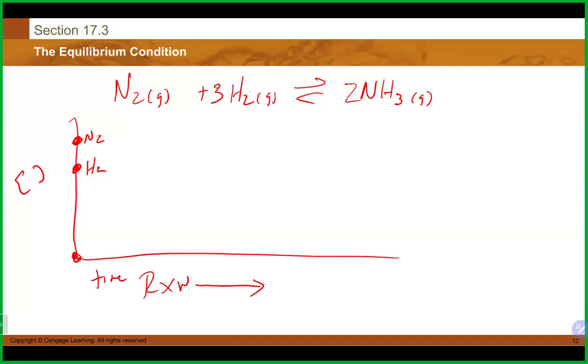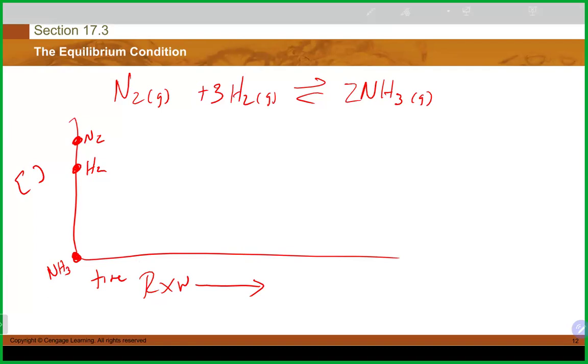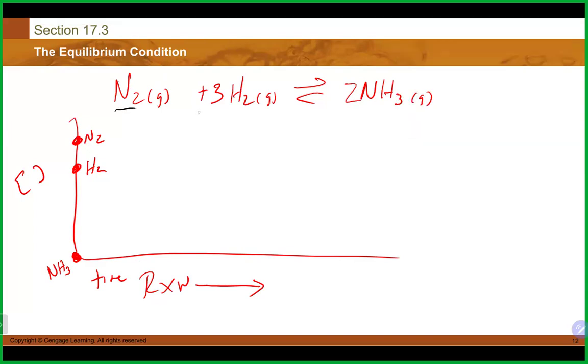And we would have pretty much none of our products here. So remember that if we only started with reactants, the only option for this reaction to happen is that forward direction. We have no products to react to go the opposite way. So in this case, it's all got to be forward direction.